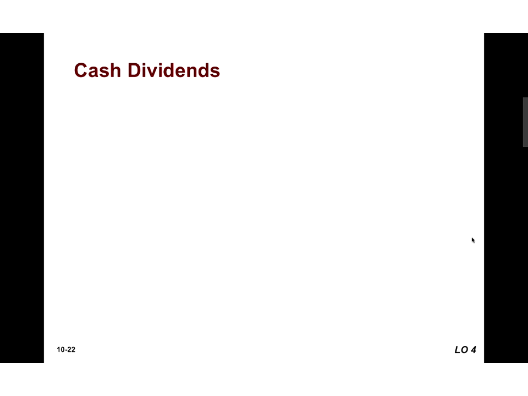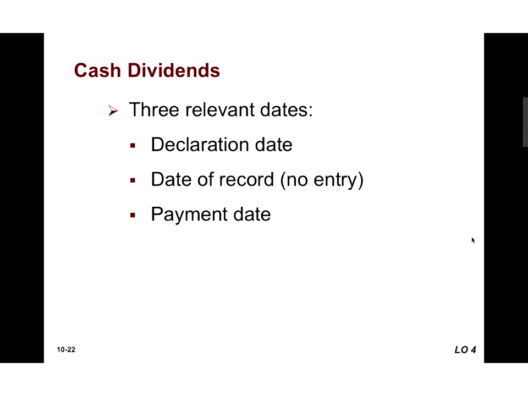Okay, so cash dividends are where we're going to focus. There are 3 relevant dates with a cash dividend. The first date is the declaration date. A dividend is not a liability until the board of directors declares it. I don't care if you've paid dividends every single quarter for 100 years, you do not have a legal obligation to pay a dividend in any quarter, any year, unless your board of directors declares it.